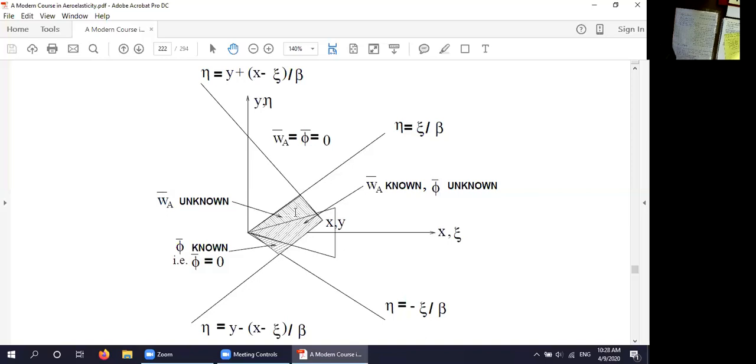But that's just enough information to solve the problem. And there are certain analytical solutions for simpler problems that do come out of a mixed boundary value problem. But for this one, in general, we have to resort to numerical procedures.